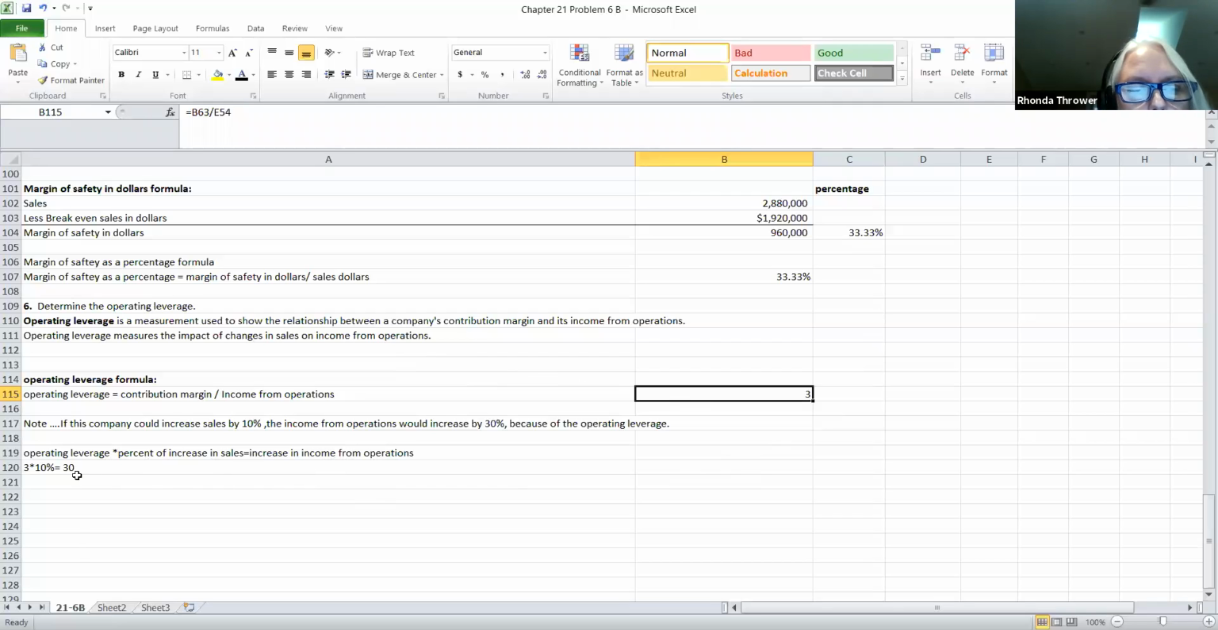What if we were able to increase our sales? What would it do to the operating income? That's what this will give you, sort of a shortcut way for you to go through and determine what the operating income would be if we have an operating leverage of 3 times. So it'd be 3 times the percentage of change in sales will give you the percent of increase in income from operations.